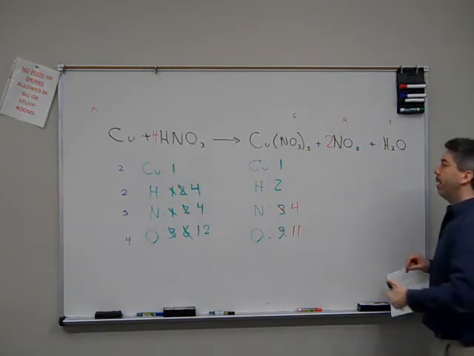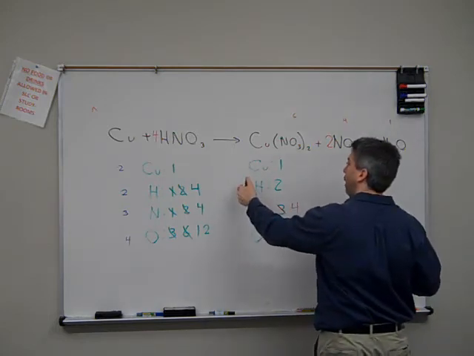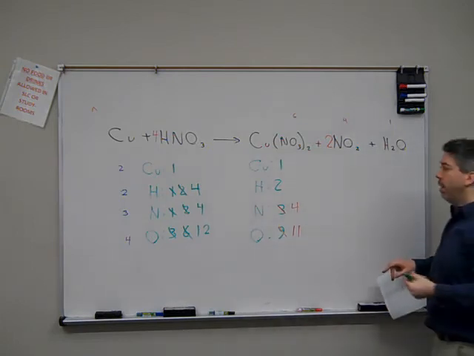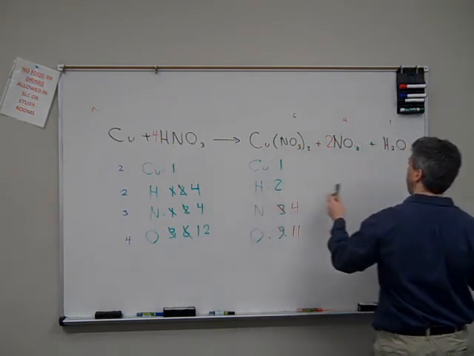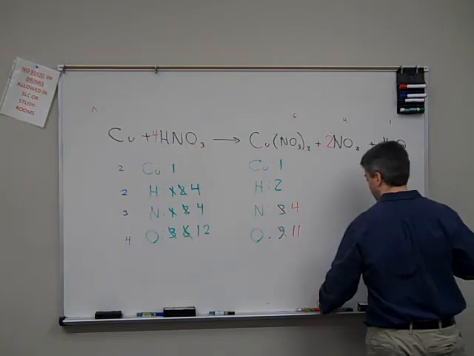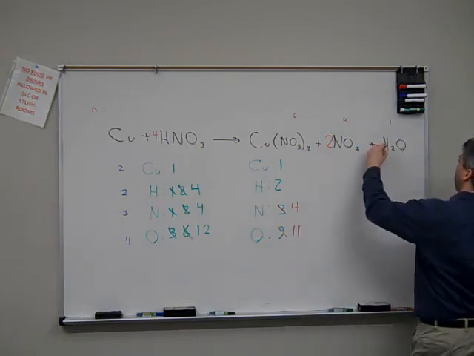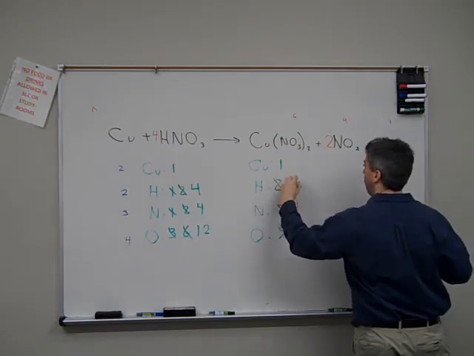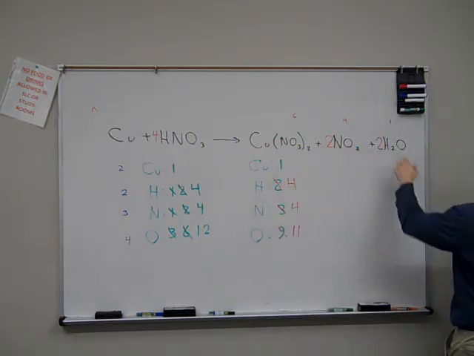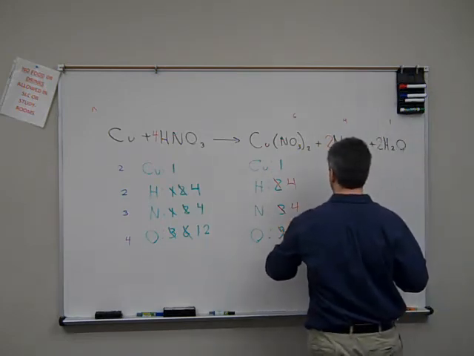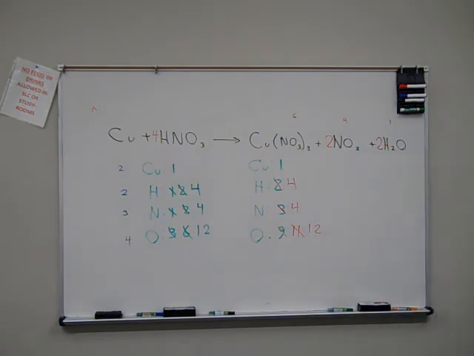Now at this point, what do I want to balance next? Hydrogens. If I unbalance one of my easier elements, I always go back to rebalance that before I go to a hard one. Okay? So I have 4 hydrogens here, 2 hydrogens here. What do I have to do? Double the water. We'll put a 2 in front of this, multiply it. 2 times 2 is 4 hydrogens. And now how many oxygens do I have? 12. And so conveniently, oxygen just balanced itself.